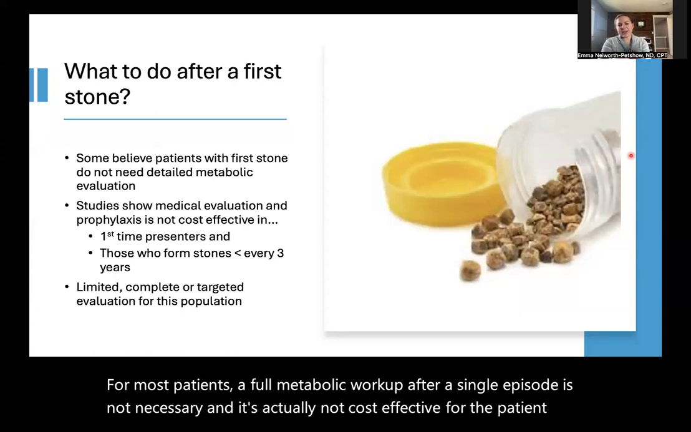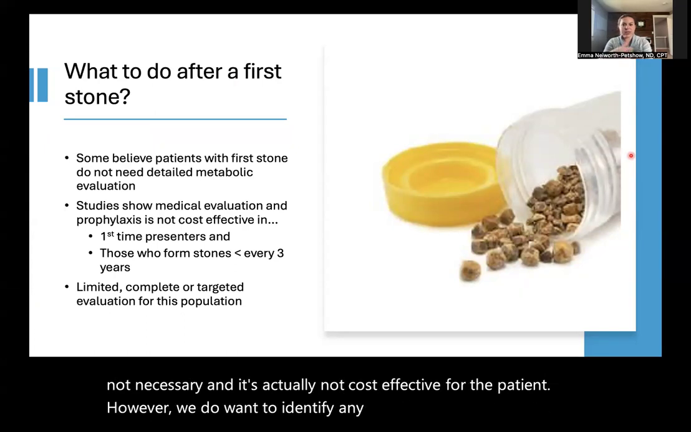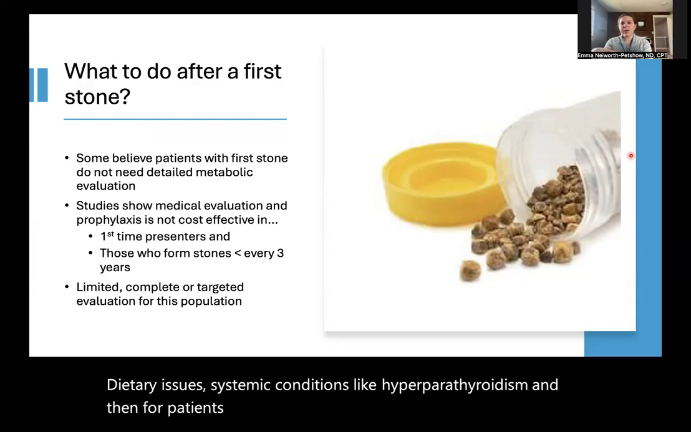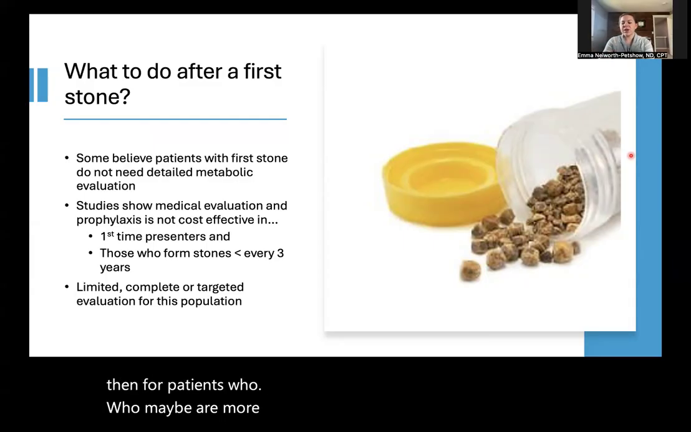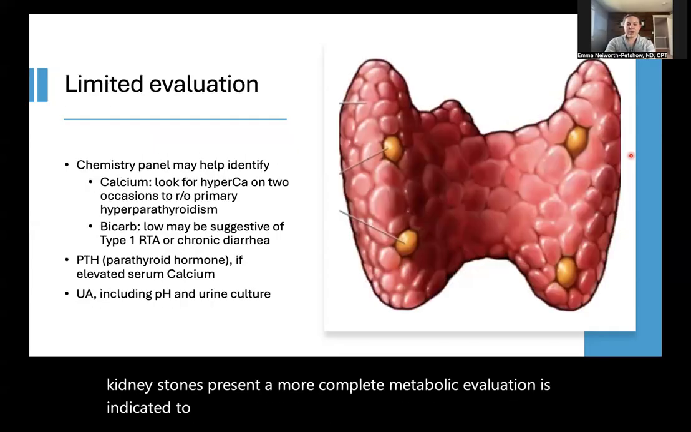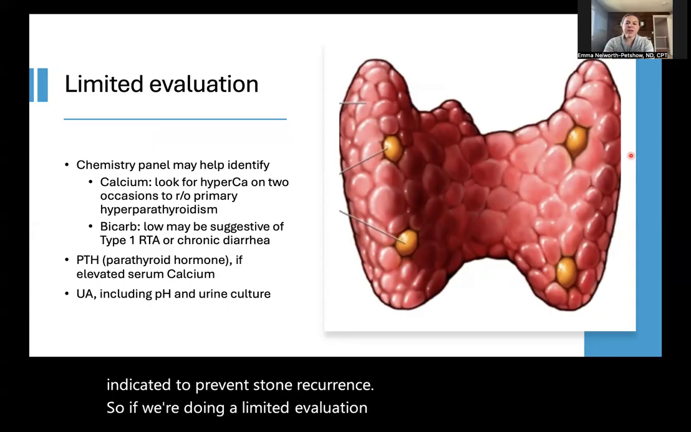However, we do want to identify any obvious risk factors: dehydration, dietary issues, systemic conditions like hyperparathyroidism. And then for patients who maybe are more frequent stone formers or have bilateral kidney stones present, a more complete metabolic evaluation is indicated to prevent stone recurrence. So if we're doing a limited evaluation, this is fairly appropriate for most first-time stone formers.